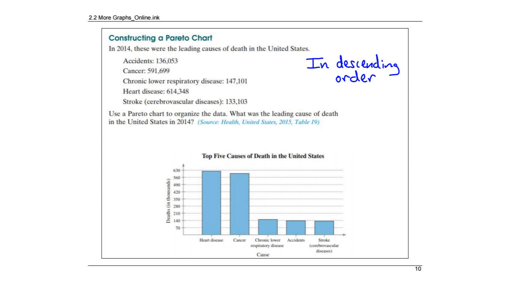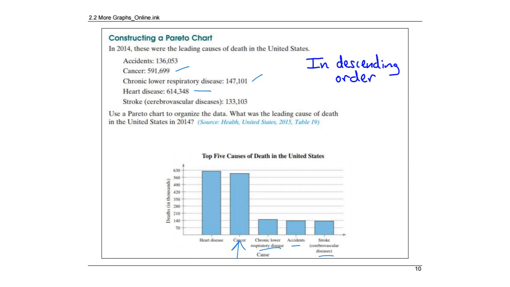Okay, so here's an example of a Pareto chart. We're looking at the leading causes of death in 2014. So we have accidents, cancer, chronic lower respiratory disease, heart disease, and stroke. This is kind of depressing. So we're going to take the largest one first. So the largest is the heart disease. All right, the next highest is cancer. So cancer will go next, and so on. The next one is chronic lower respiratory disease, accidents, and then stroke.